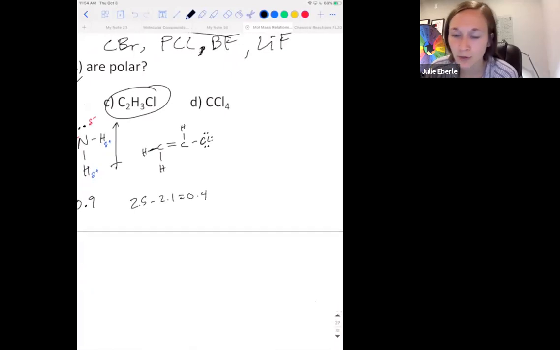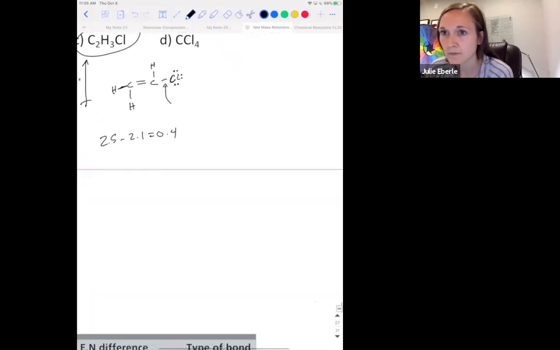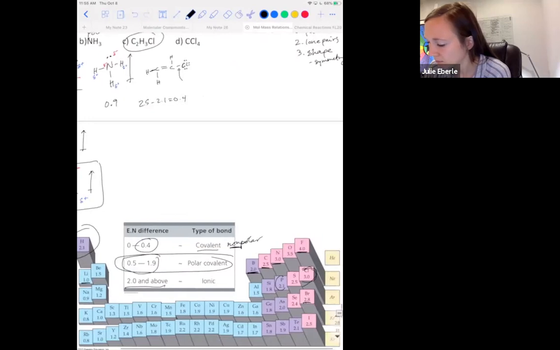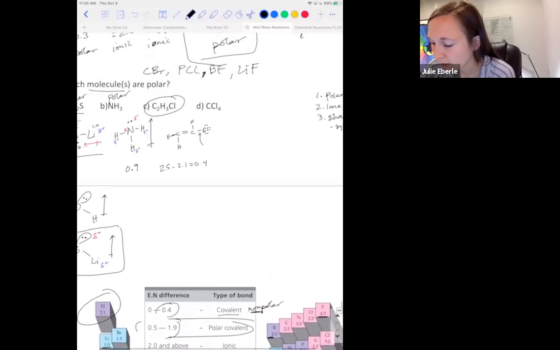What about a carbon-chlorine bond? That's the other kind of bond we have right here. All right, carbon-chlorine. Chlorine is 3.0, carbon's 2.5. So that's a difference of 0.5. That is polar. Okay, this one right here is polar. So we have 1 polar bond and we have a lot of lone pairs.